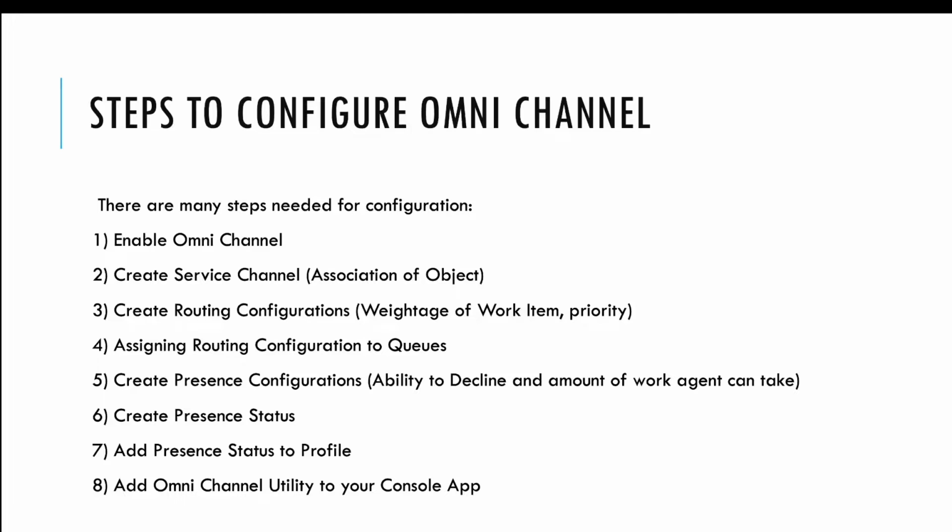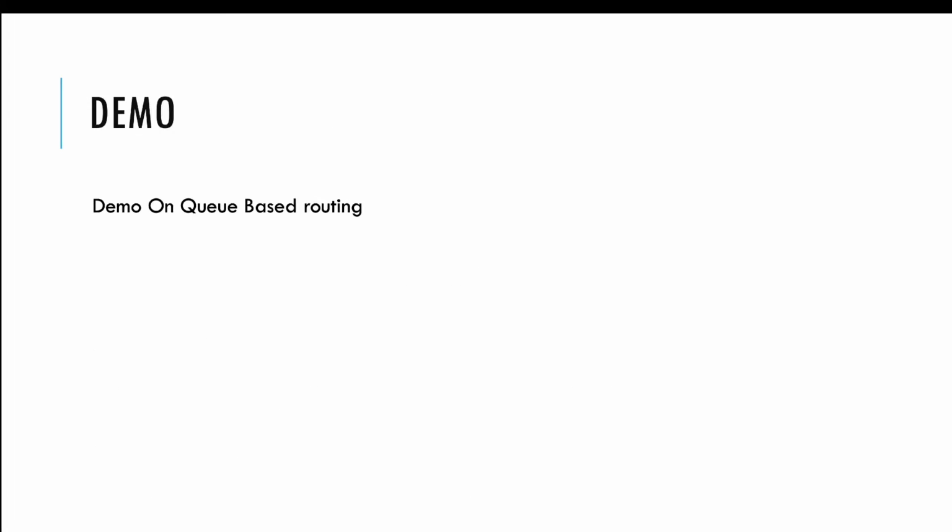Once you have that presence configuration, presence status set up, then you need to assign that presence status to a profile. Now the 8th one is just very easy. It's just going to a console app and configuring it to have omni-channel as a utility in the footer, so that you can click on omni-channel, it opens up, and there you can see any case being assigned to you, where an agent can accept or deny. So let's go on a demo and see how it works.